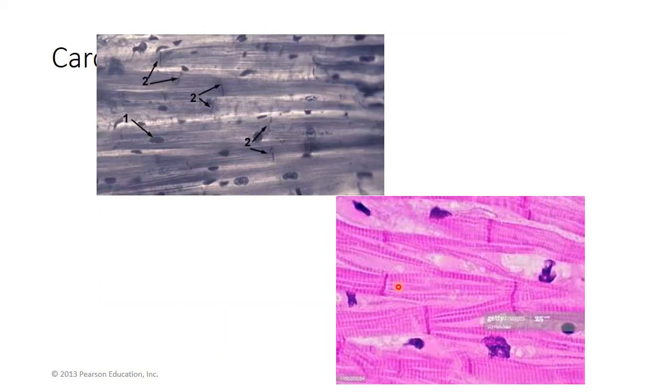Or you look at this one, see the lines cutting across, intercalated discs. You can still see the striations, but the little dark speckles are going to be the nuclei. You look up here at this darker stained one, see the lines cutting across? See, that's what tells you right there, guys. That's what tells you that's cardiac tissue.